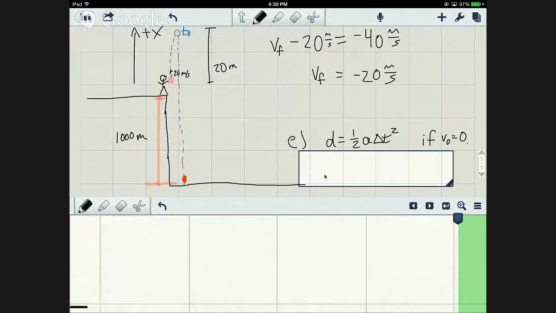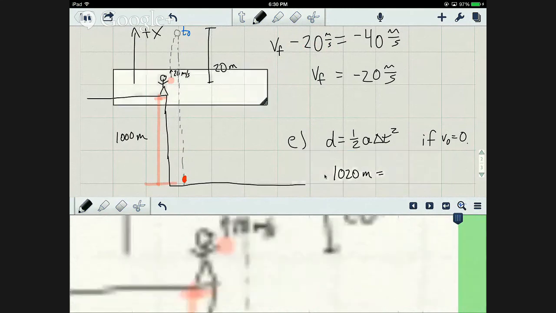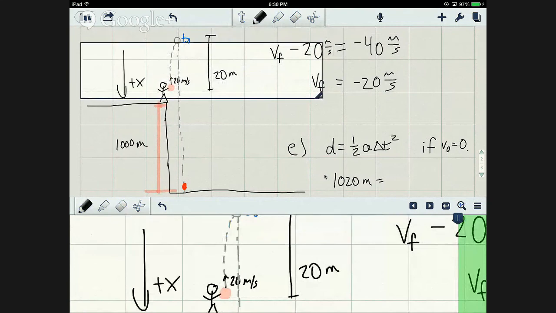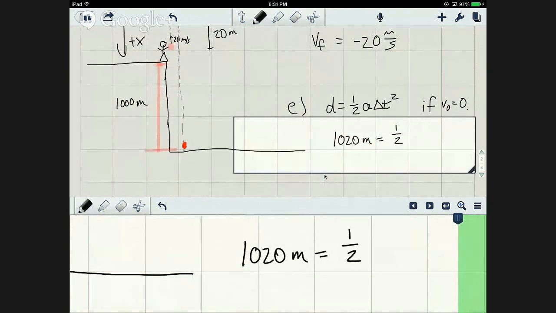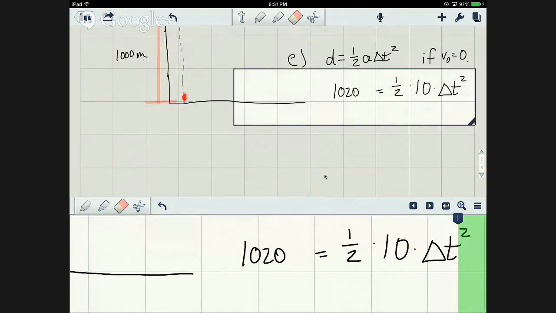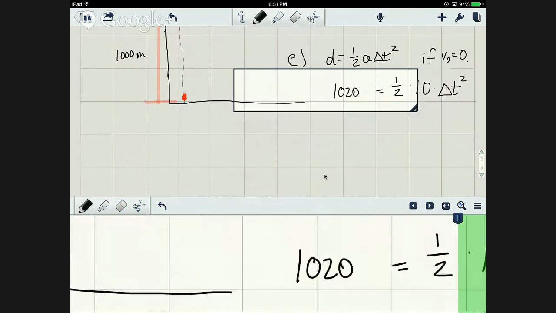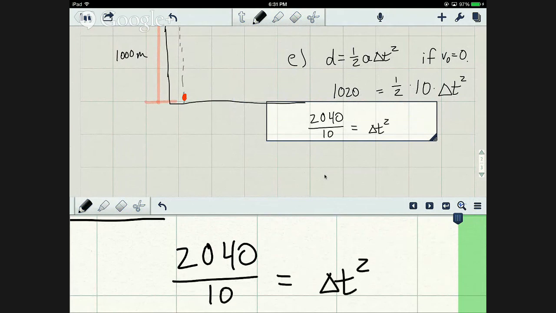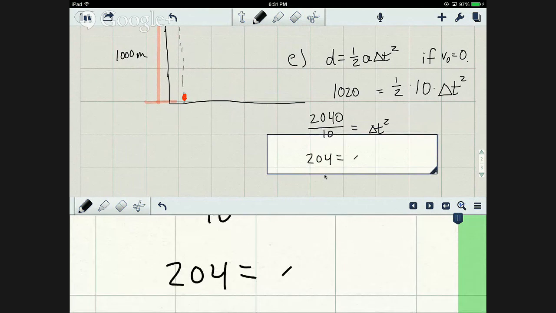So that's 1,020 meters we're traveling, right? Okay, and let's call positive x down since that's our direction of motion in this problem. So that g is down, and that's going to be equal to 1/2 times 10 meters per second squared times the unknown time delta t squared. Okay, let's get rid of the units here. So solving for this, we get 2,040 from multiplying 2 to both sides, and then dividing by 10. So you get 204 is delta t squared.